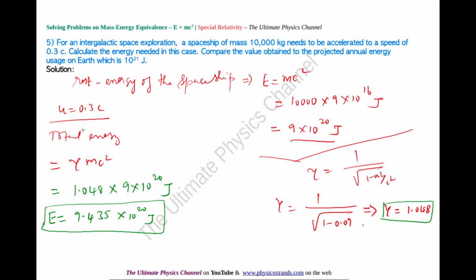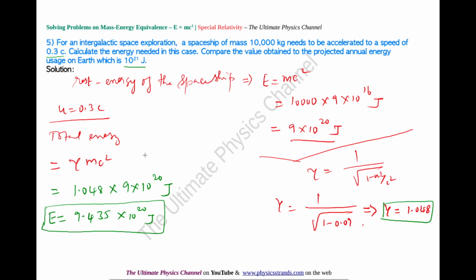Nearly, it is about 10 times less compared to the annual energy usage on Earth, which is 10 power 20 joules. So our annual energy usage is only 10 times that energy required to put a spaceship at 0.3 C. So we need to produce either more energy, or we need to find other ways to put spaceships into space.